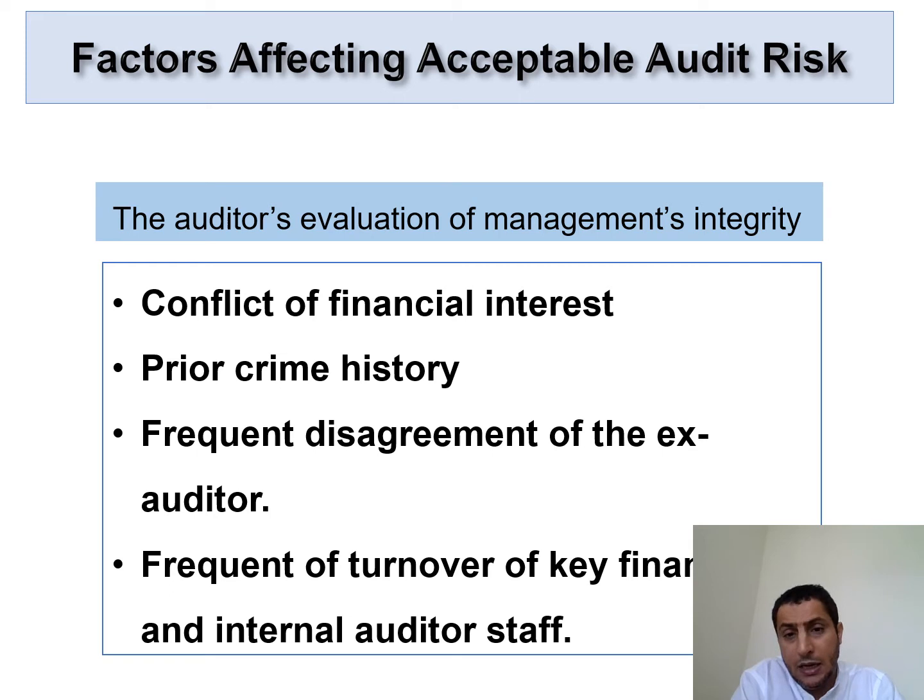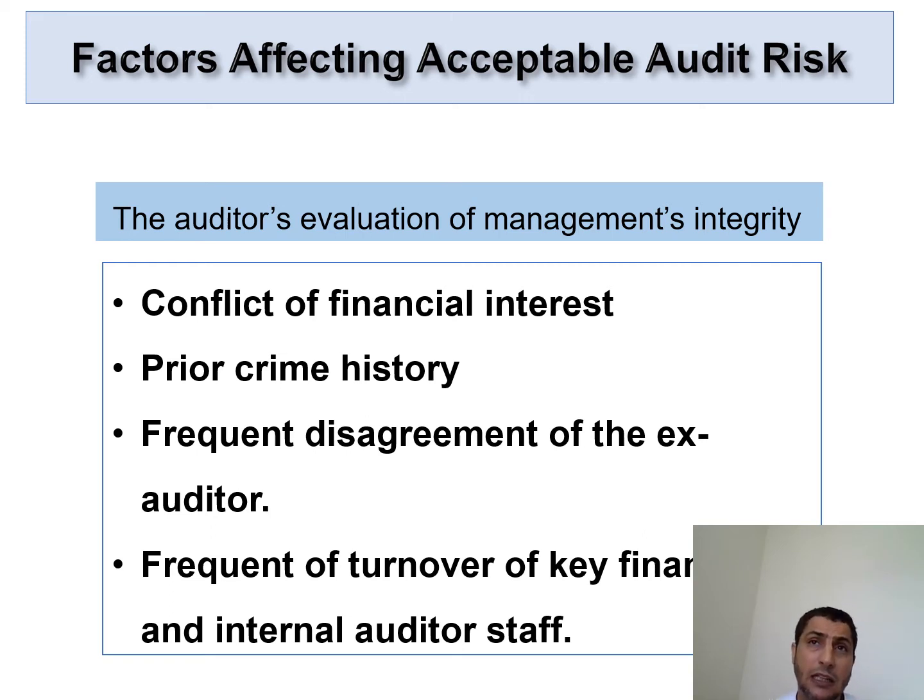So what are the factors that may influence or shape management integrity? First is the conflict of financial interest. If the management has a financial interest conflict with the owner of the company, we expect the management to have a lower integrity level. Then also the prior crime history of the management. Another indicator is frequent disagreement with the ex-auditor or the ex-audit team. That will be an indicator that this management has a problem, trying to disagree with the auditor's work. Also the frequent turnover of key financial and internal audit staff.